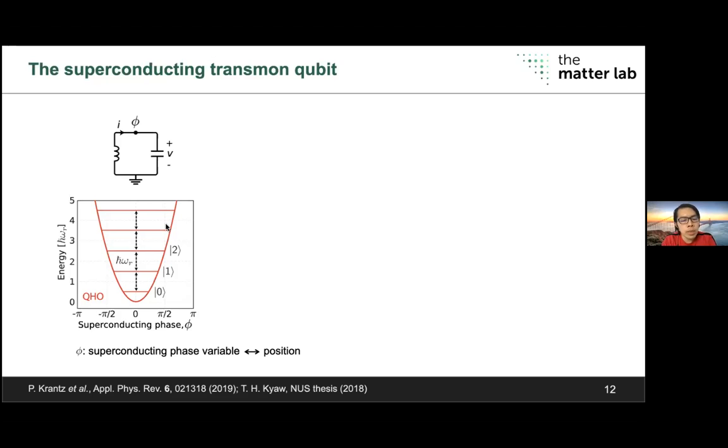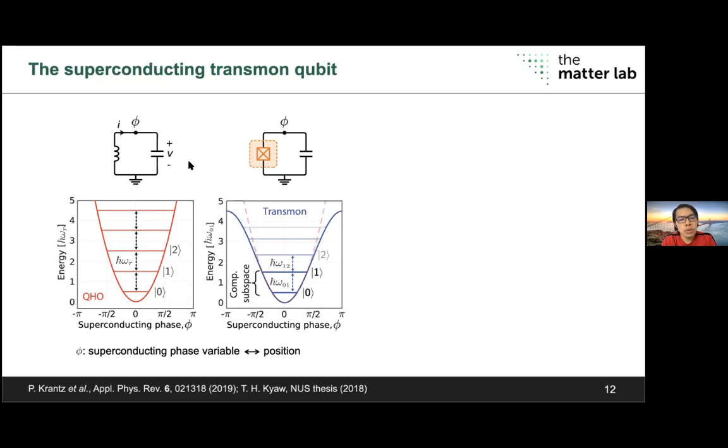So what we need is a nonlinear circuit element, which we typically call a Josephson junction. If you insert this Josephson junction in the place of the inductors, then what you get in the energy spectrum is that you will suppress the level separations, and as you can see here in these figures, the energy levels are now not equally spaced anymore. We still need to consider, say, up to level 2. So typically in the literature, transmons are a three-level system.